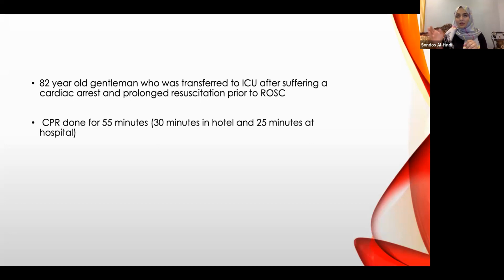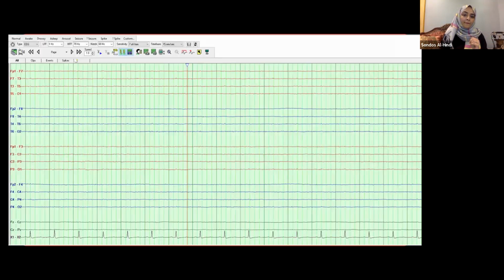He was actually in a different country, in Bahrain. For those of you who are from the region, you know it's very close by to Saudi Arabia. And so he was in a hotel. CPR initially was started for 30 minutes and then 25 minutes by the time the ambulance arrived, and then they took him to the hospital over there. He was initially at a different hospital and then transferred to our facility. So his examination was, of course, clear-cut for brain death in terms of clinical criteria. He had absence of all brainstem reflexes.